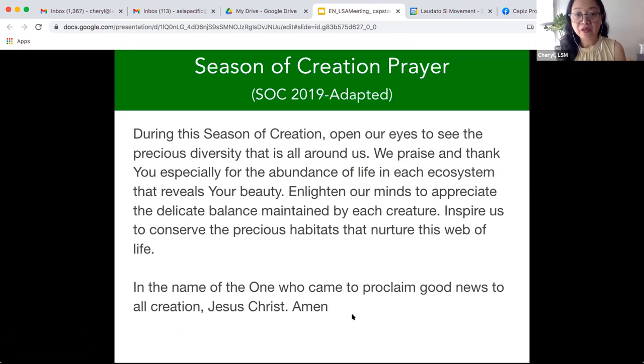During this season of creation, open our eyes to see the precious diversity that is all around us. We praise and thank you especially for the abundance of life in each ecosystem that reveals your beauty. Enlighten our minds to appreciate the delicate balance maintained by each creature. Inspire us to conserve the precious habitats that nurture this web of life. In the name of the one who came to proclaim good news to all creation, Jesus Christ, amen.